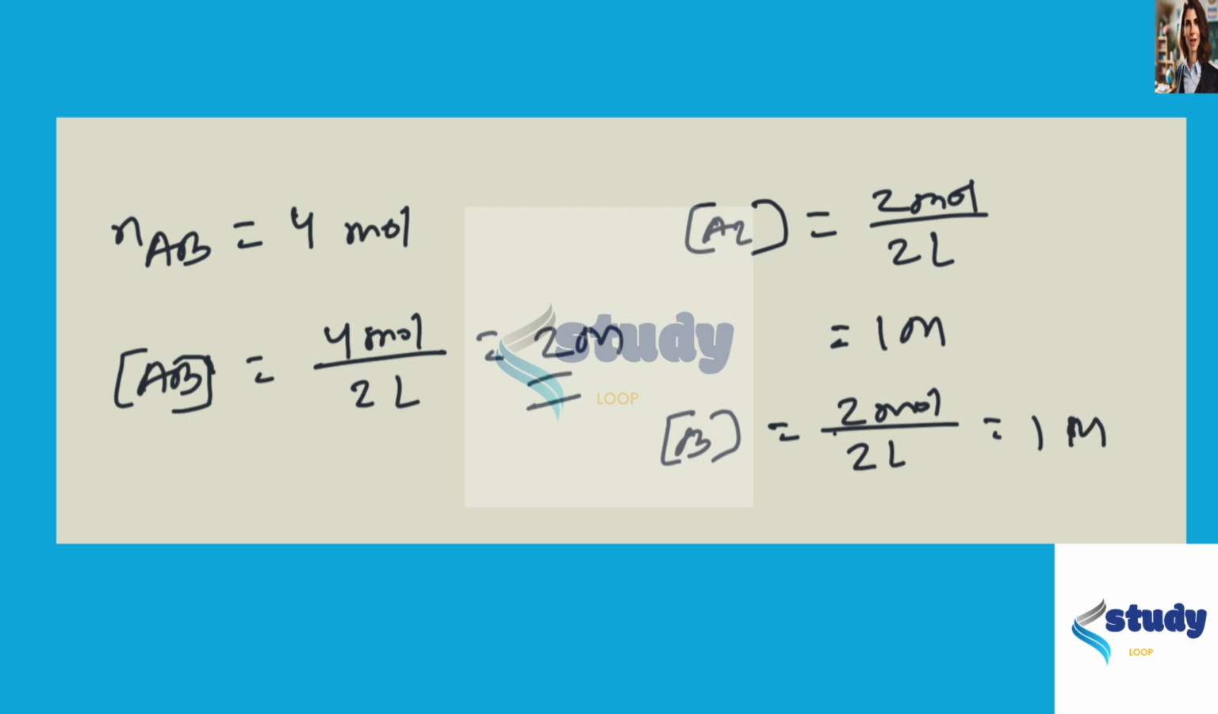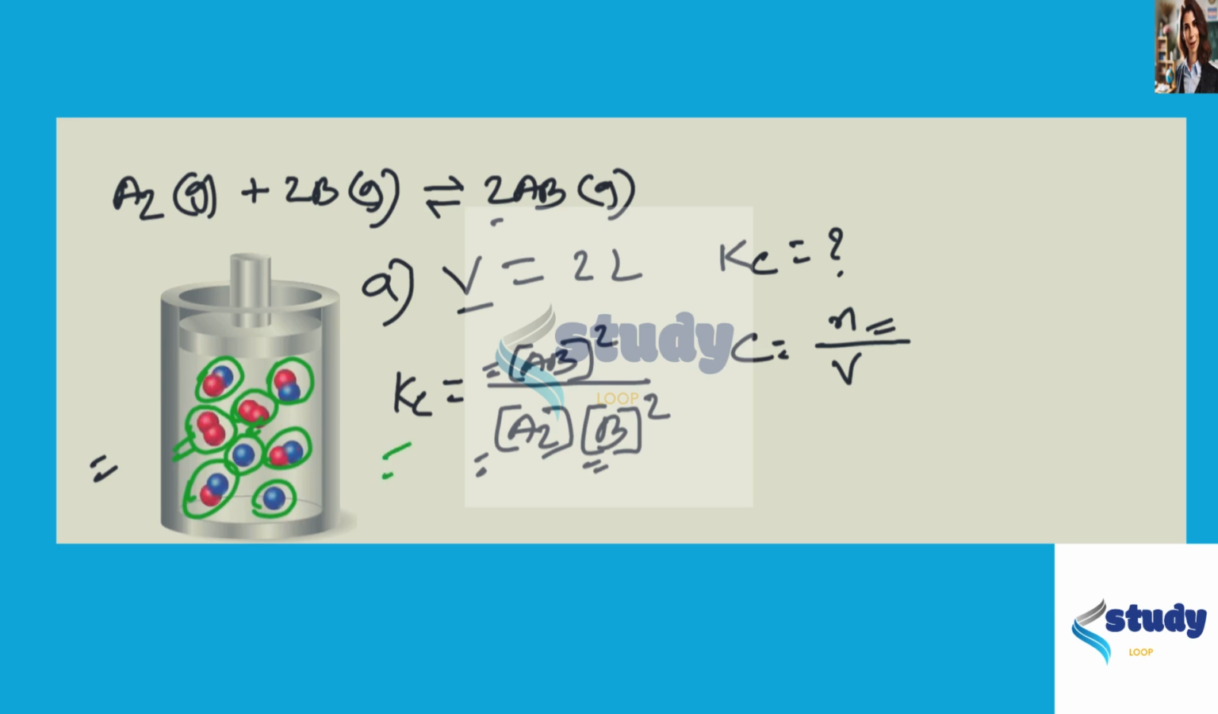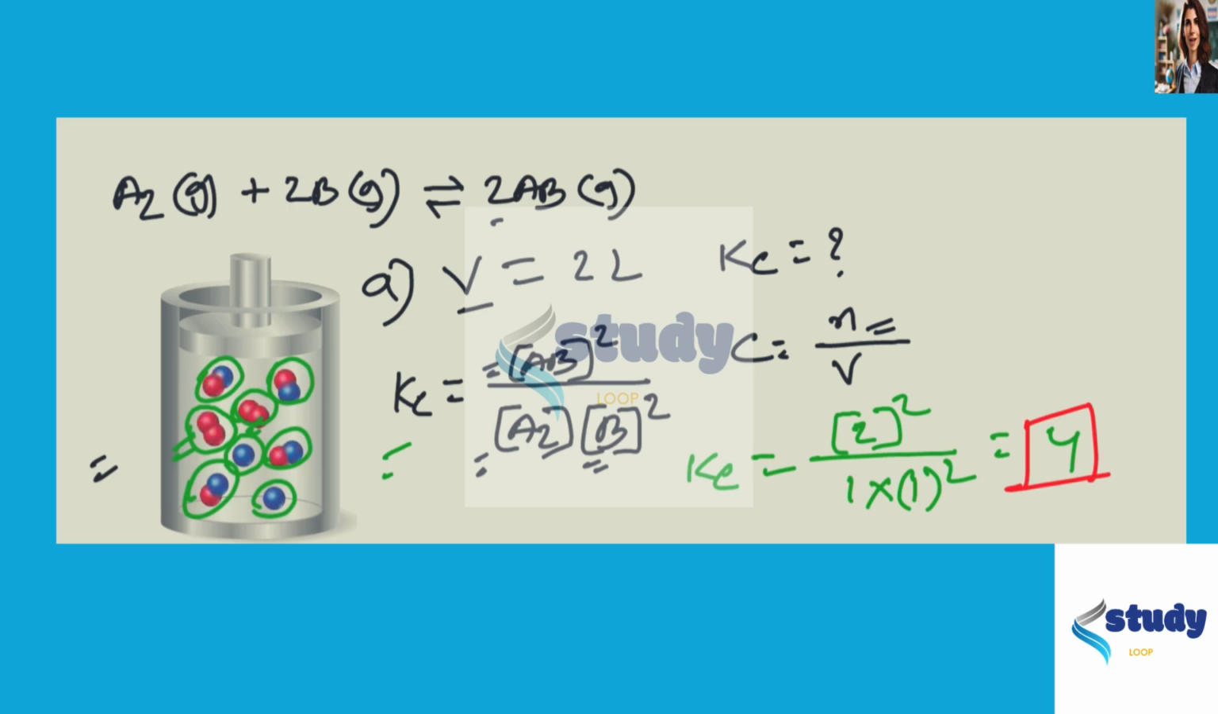So now we know the concentration of each of the reactants and products. We can just plug in these values to find the value of Kc. The AB concentration is 2, so 2 squared, and in the denominator the reactant concentration is 1 times 1 squared, that means we have 4 over 1, so the value of Kc for this reaction is 4.